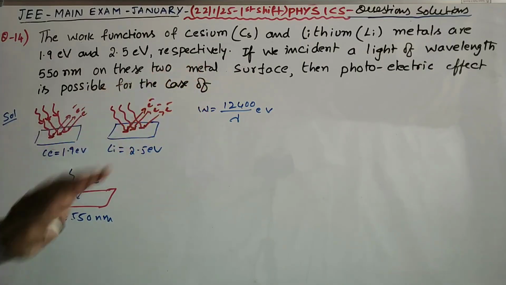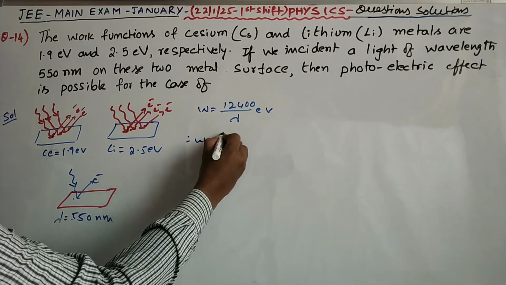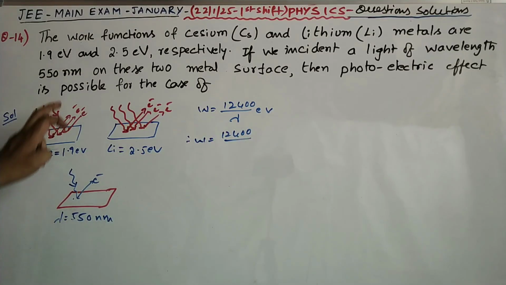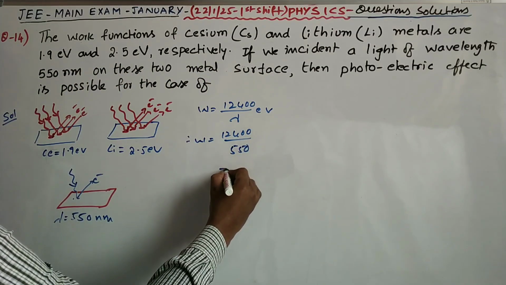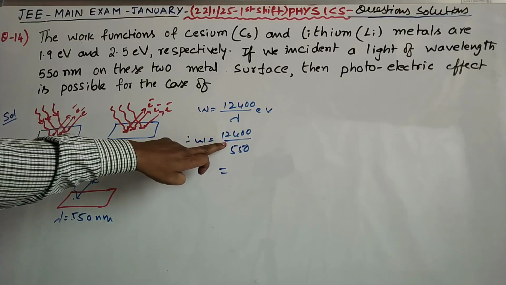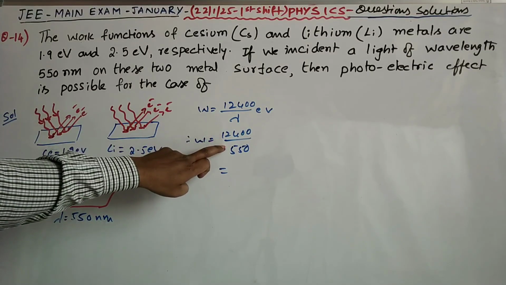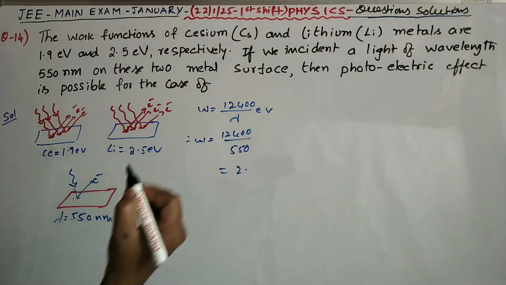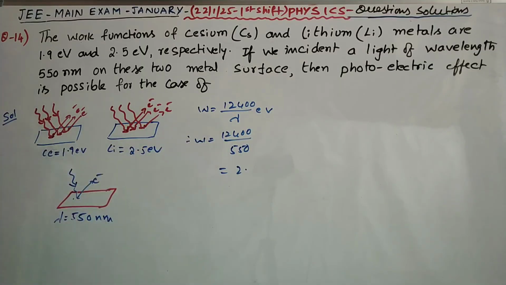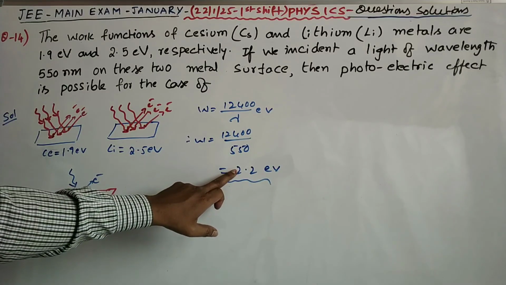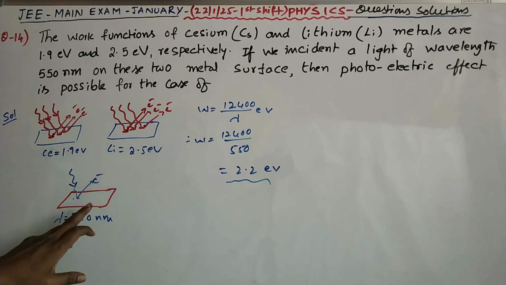How we get this, we can discuss later, no problem. Therefore work function is 12,400 by lambda. Lambda is given as 550 nanometer. Then you get the value: 2 times 550 is 1100, 2 point, again 124 by 55, that means approximately 2.2 electron volt. This is the answer. That means the incident radiation having energy equal to or above about 2.2 electron volt, then only photoelectrons are ejected.